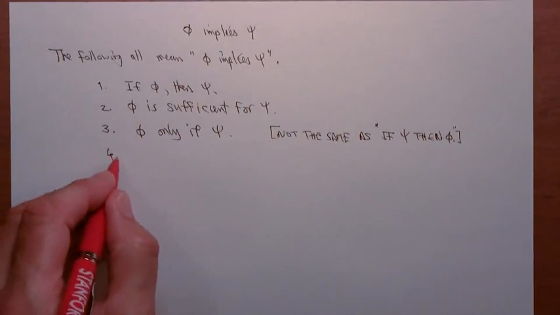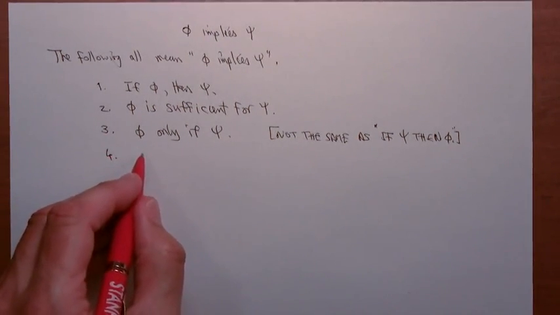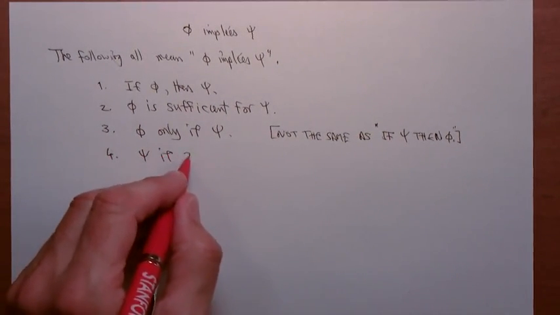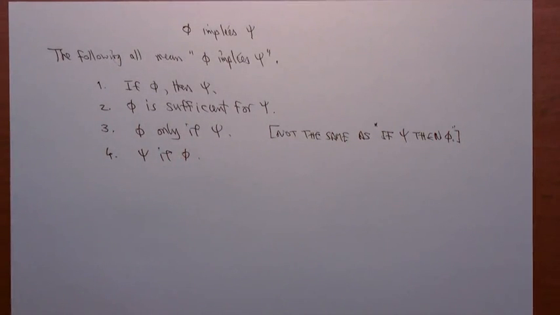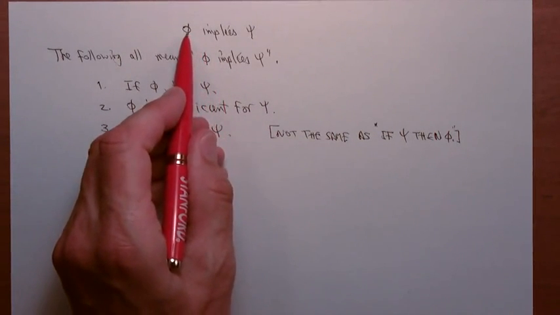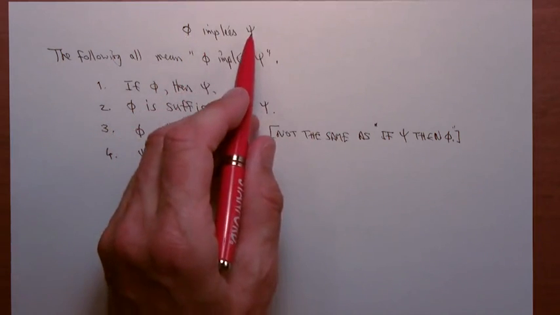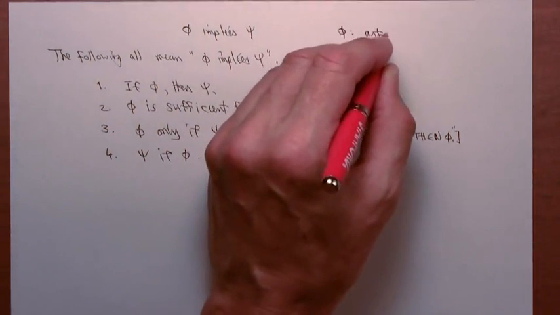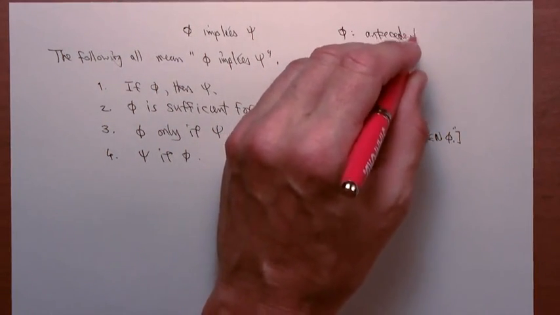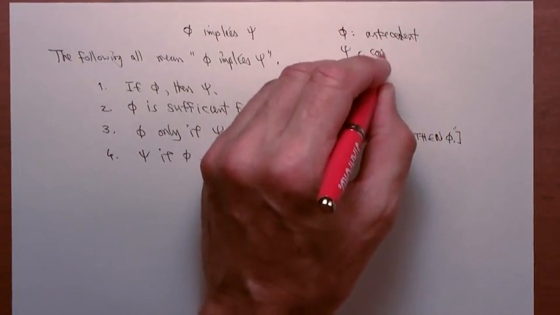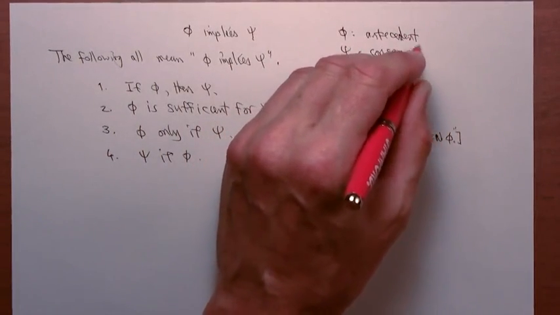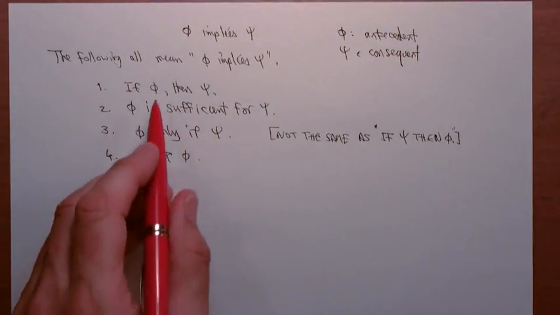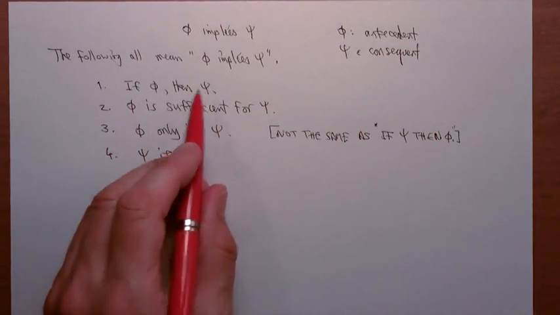Okay, let's look at this one, because this one that I'm going to write next is one that I've already really encountered in my discussions about the Tour de France. Psi if phi. Notice that we've flipped the order now. Phi is the antecedent, psi is the consequent. Let me write those down just to remind us. Phi is the antecedent, and psi is the consequent. And those are the roles going to be played by phi and psi in all of these.